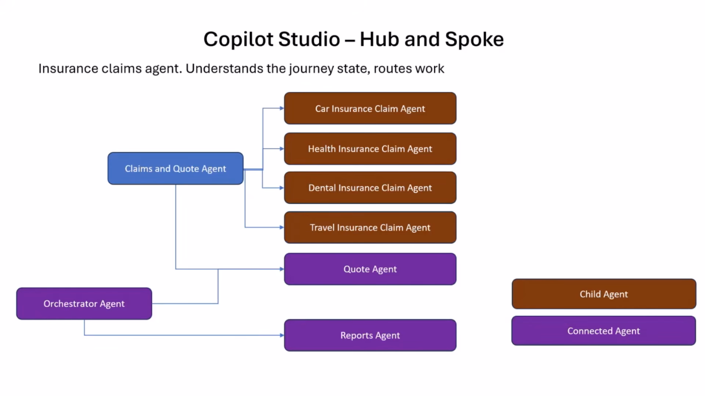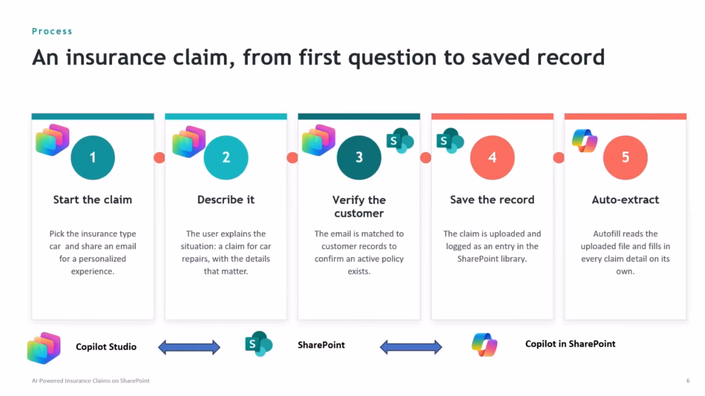You want to restrict it so it doesn't have the same knowledge sources as the travel insurance claim agent. So you have to be a bit more conscious around when to use a child agent versus a connected agent, because at the end of the day, you don't want a sprawl of loosely connected agents, but you want a good grouping of functionality if possible, so that it's easier to manage in the end.